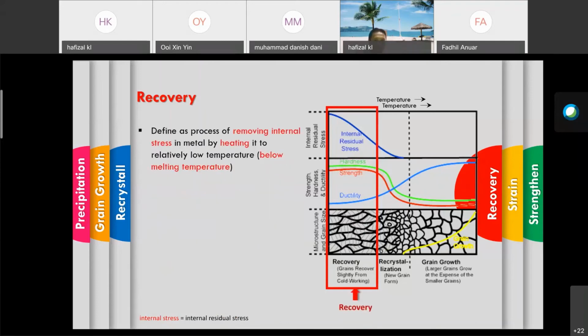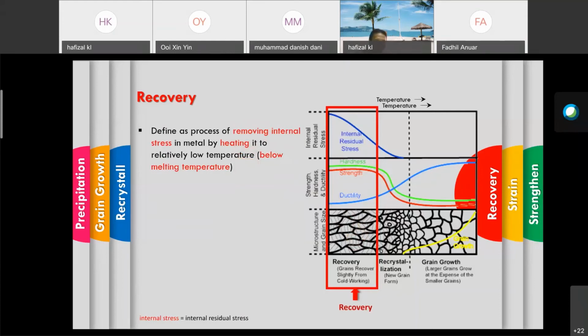Okay. Recovery is the process of removing internal stress. As you can see, the initial state of the cold working is something like this. It consists of internal stress and stored energy, and it will produce cracking. So we want to reduce it by introducing a recovery at a certain temperature below the melting temperature, and it will remove the stress.